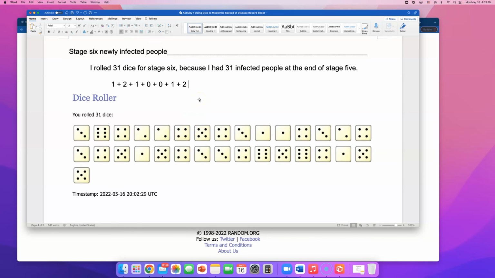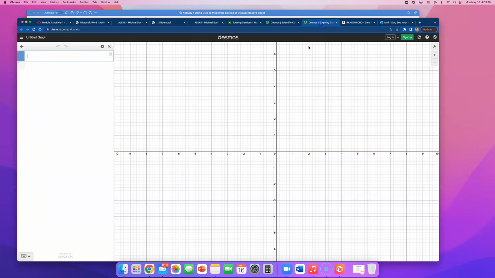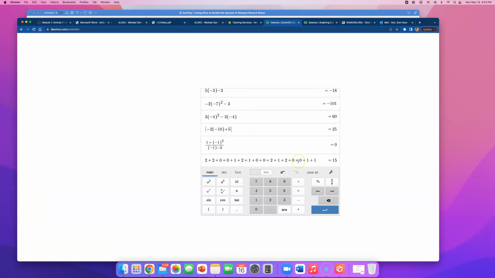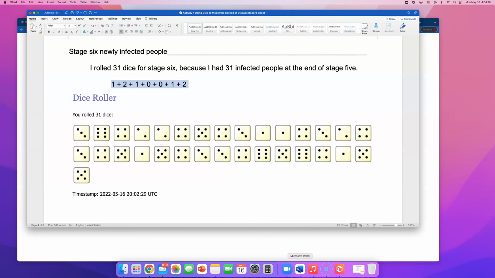5 means 2, but hold on a second. What do they add up to so far? Type this in the calculator to see what they add up to. Okay, so far I got 7. Okay, 7 people are sick.